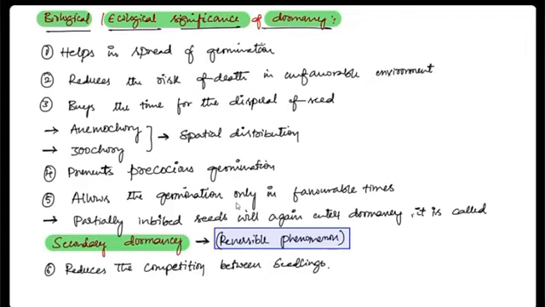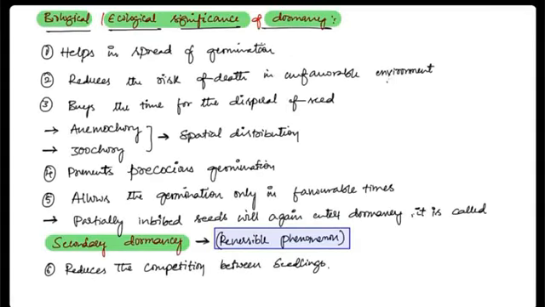It helps in the spread of germination, and it also relates to the risk of death in an unfavorable environment. When the environment is not favorable, if the seeds are in the soil and are not dormant, they won't be able to germinate and eventually will die. But if they are dormant in that unfavorable environment, once the favorable environment recovers, they can germinate. This is how they have developed mechanisms to survive in these hard conditions.